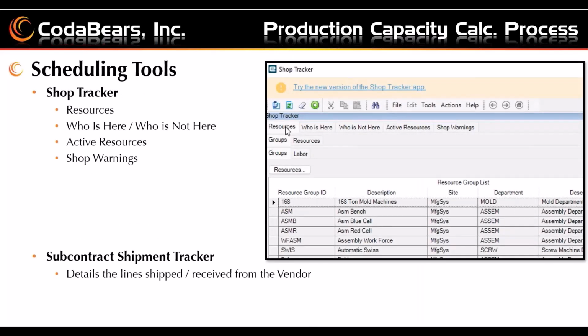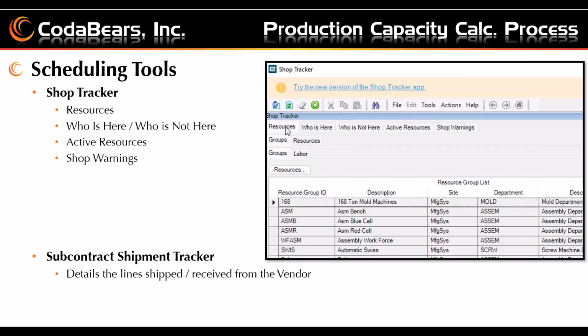Some of the tools that Epicor gives us here are our scheduling and our shop tracker. This is a great tool for telling you who's here, who's not here, what jobs or what resources are in use, and which ones are not in use. It also shows me the shop warnings.